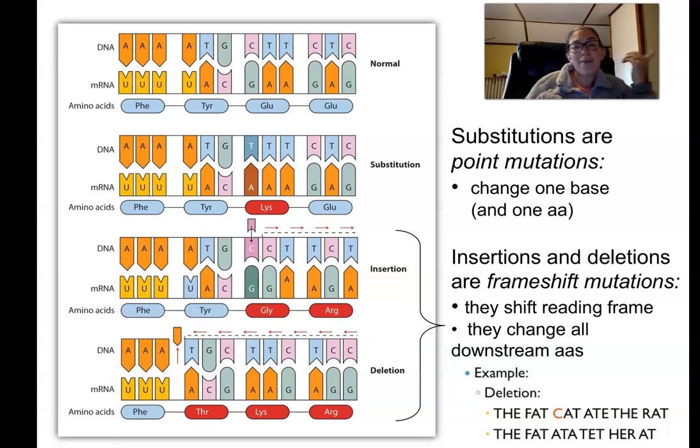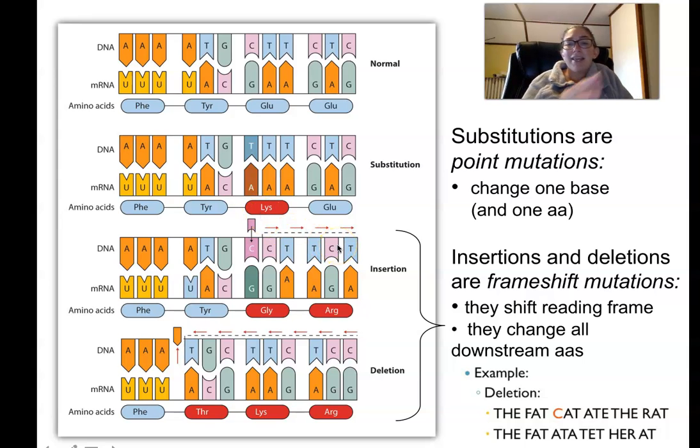So, some different types of mutations. You can have mutations where there's a substitution, and that's what we were talking about with sickle cell anemia, where one of the bases is changed. So in the normal DNA sequence, it was CG, and here it got changed to T and A, and that ended up causing a change in that one amino acid there.